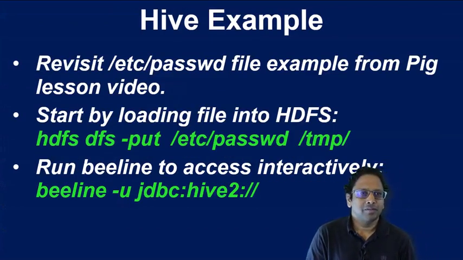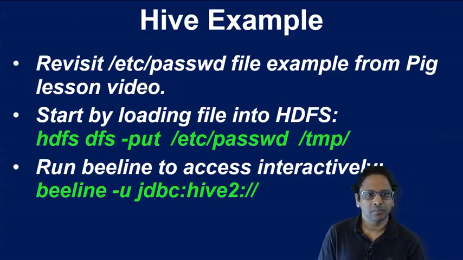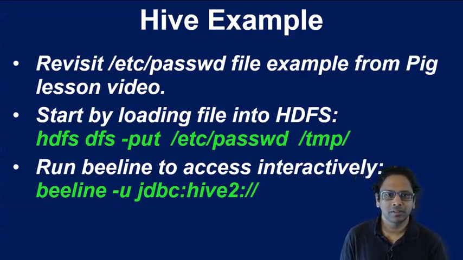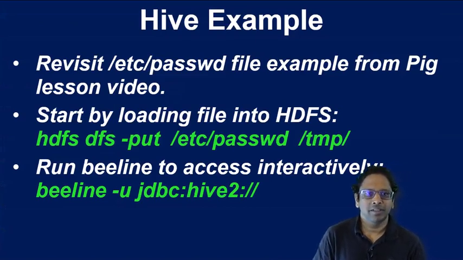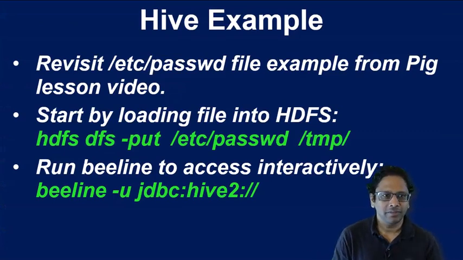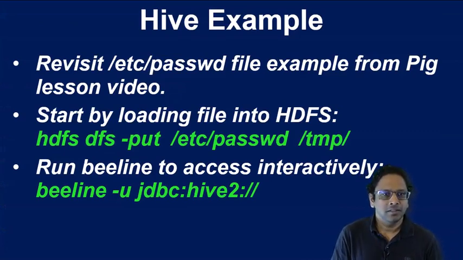So for our example, what we'll do is go back to our password file example from Pig and try to do this using Hive essentially. So we again start by loading the file into HDFS, and as I mentioned, the command is hdfs dfs -put /etc/passwd, and this time we're going to stick it in the /tmp directory. Now this /tmp is on the HDFS file system. And what we are essentially doing is trying to extract the same information we had from Pig using Hive. And as I mentioned, we're going to use Beeline to access Hive and run things interactively. And that's the command to do that.